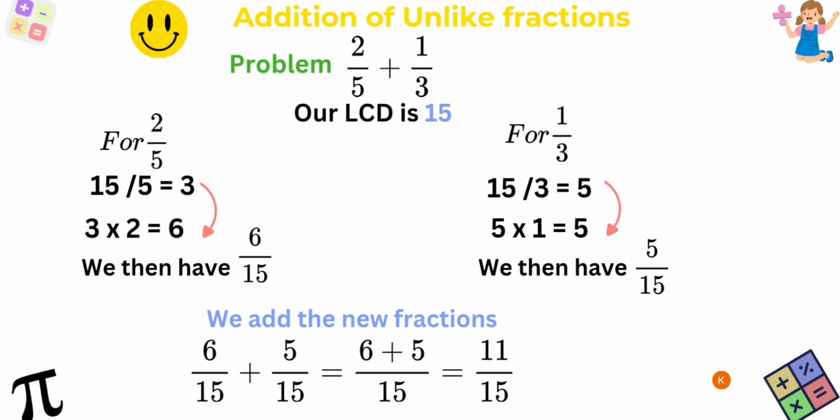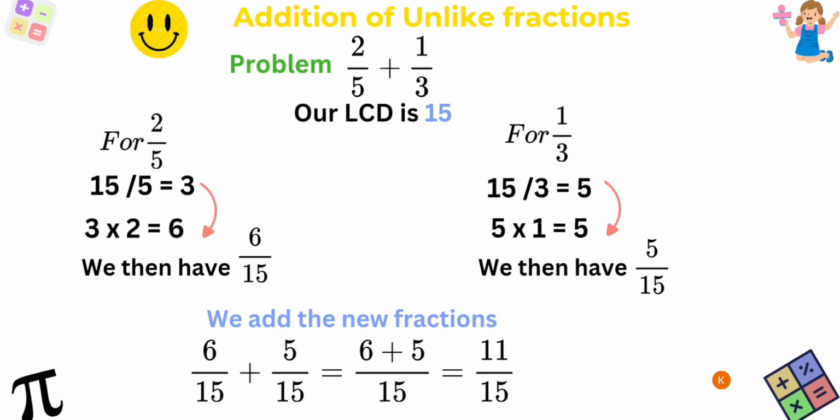And the 3 multiplies the numerator, as you can see on the flip, 3 times 2, 6. We have 6 over the lowest common denominator. We move to the next part, 1 over 3. The lowest common denominator is 15. 15 divided by 3, we have 5 multiplied by 1, which is 5. 5 over 15. So we now add the new fractions.